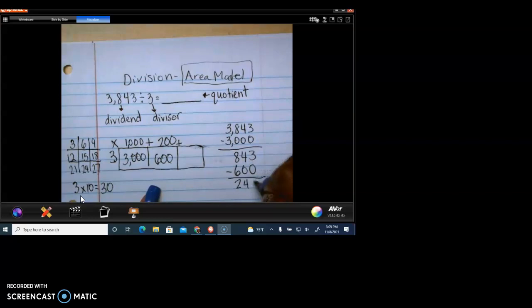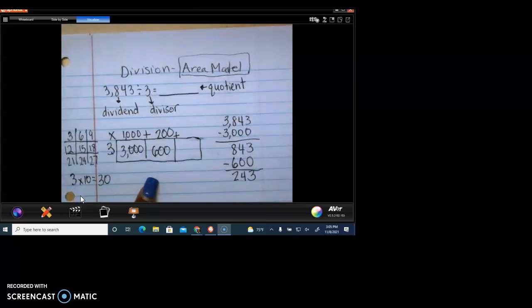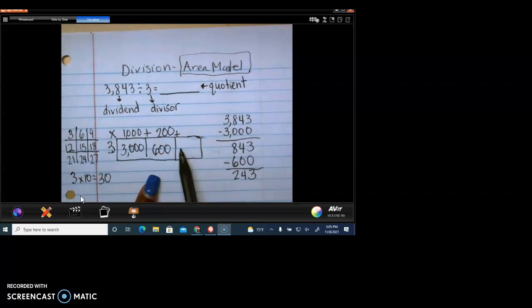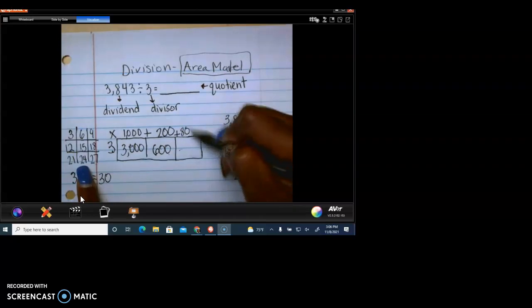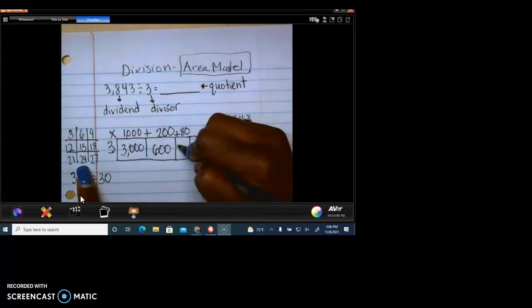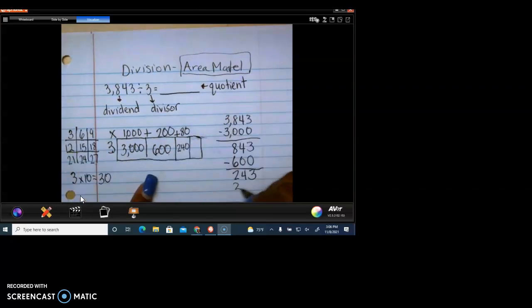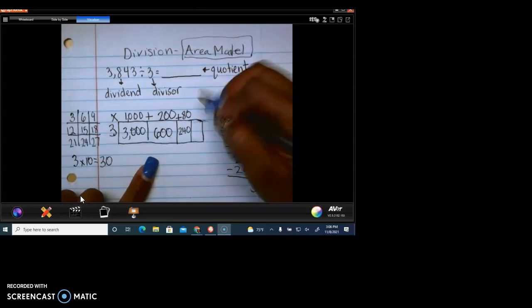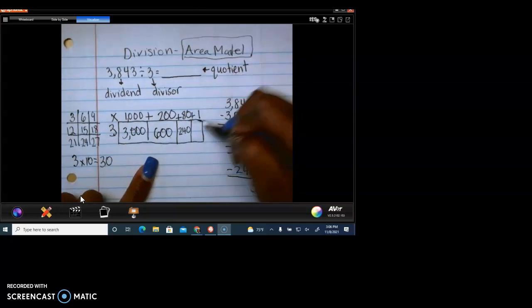Look how fast we are breaking this number down. Well, I still have some left here to figure out. Well, I can't use 3 times 200 again because that's 600. That's too much. But I can look over here and say, 3 times 8. 3 times 80 would give me 240. Oh. Wow, I only have 3 left. Well, 3 times 1 is 3.